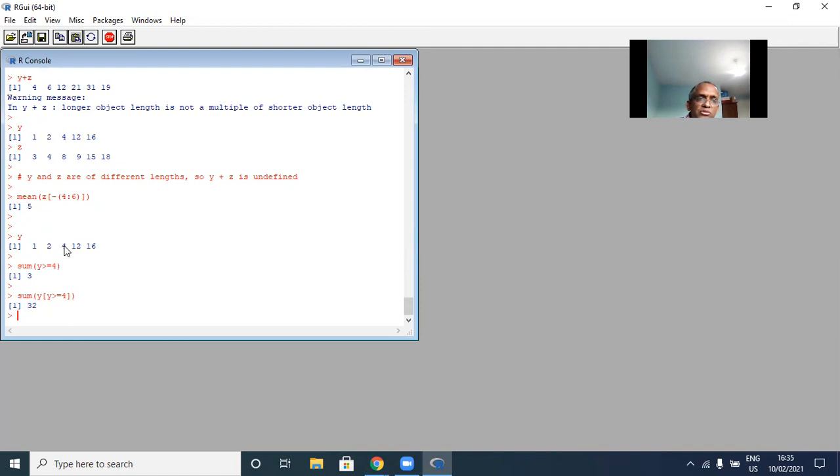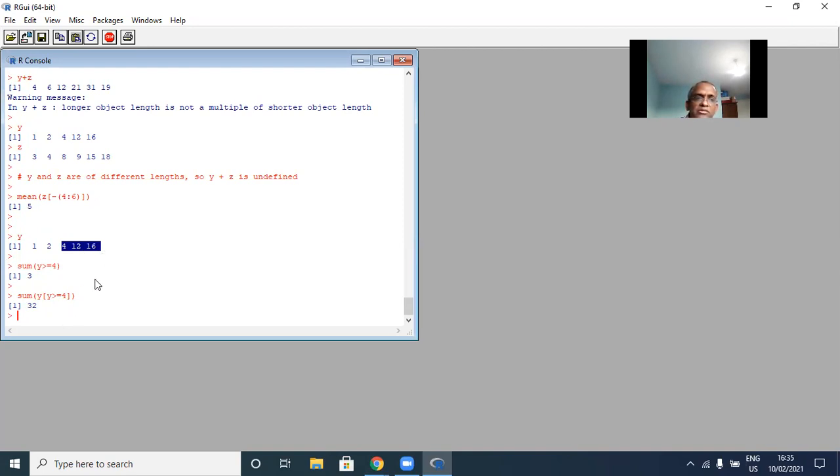So 4 plus 12 plus 16 is equal to 32, right? Whereas this command here looks for the number of different values of y that are greater than or equal to 4, which is 3. These are the 3 data points that are greater than or equal to 4.